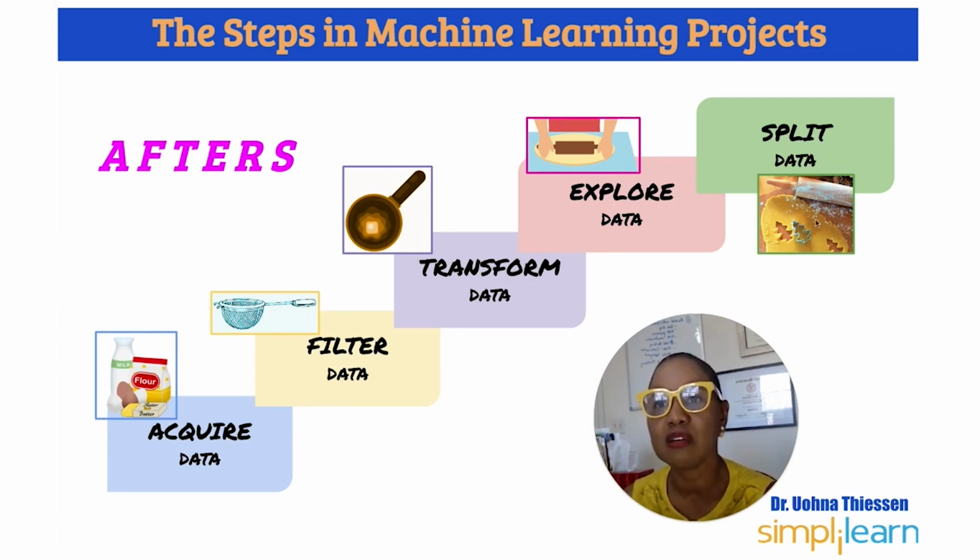So those are the five main stages. There are others that are involved, and we'll see those as we go along. But you want to remember acquiring, filtering, transforming, exploring, and then finally splitting up the data before you start modeling.